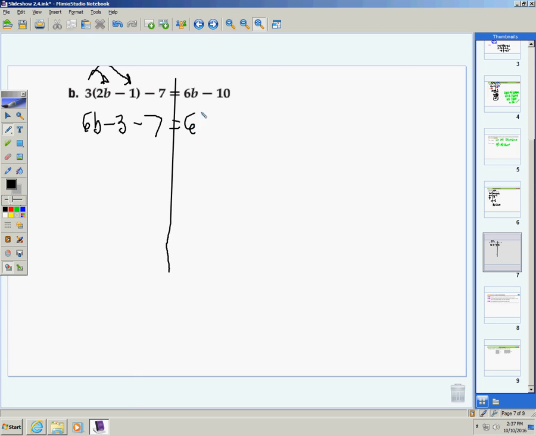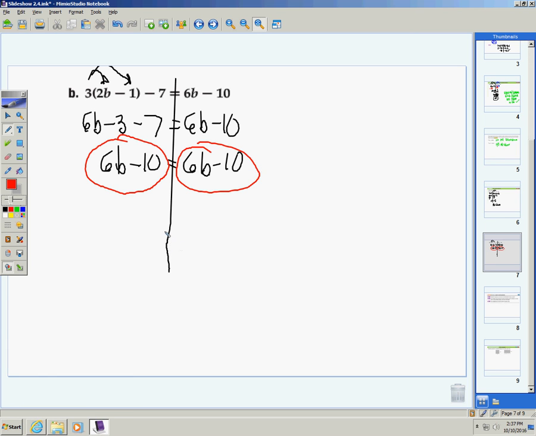Now I'm going to combine my like terms. Negative 3 minus 7 gives me negative 10. And notice, I've got the same thing on either side of my equal sign. 6b minus 10 on the left, 6b minus 10 on the right. If you have the exact same thing on both sides of your equal sign, that is going to be a true statement, which means there are infinite solutions to this equation.